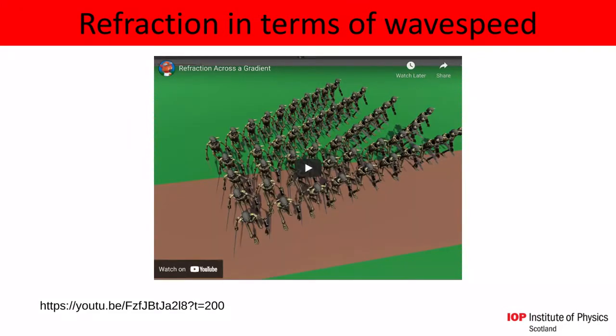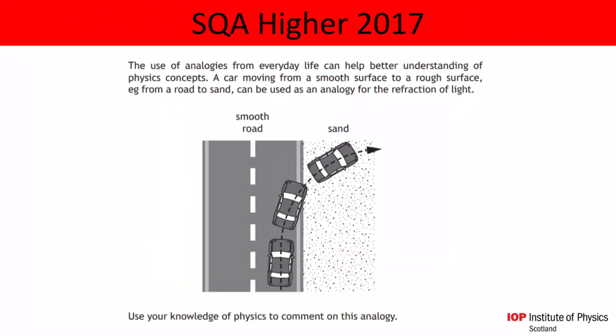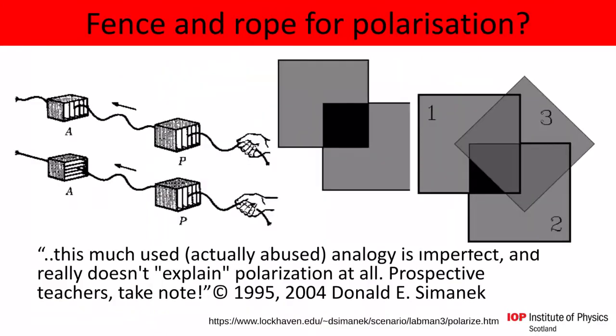Refraction in terms of wave speed is a great one, and this is an animator's take on the marching band analogy, going into different media and slowing the band down. Again, I would encourage you to have a look at that video, but it doesn't work so well on the screencast. And this is an open-ended question where a car is slowing down on one side, and therefore does it really refract as it goes into the sand? I think it's quite a difficult one for pupils to actually draw a correct analogy with wave speed on that.